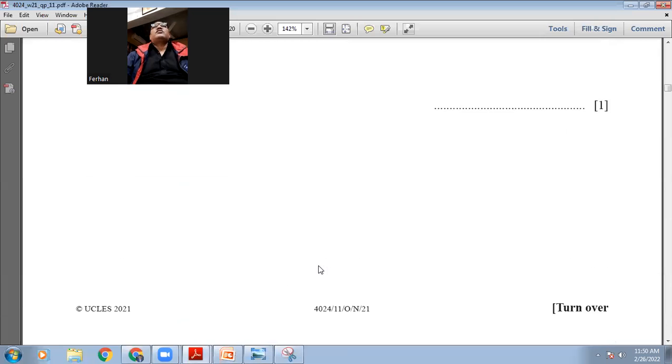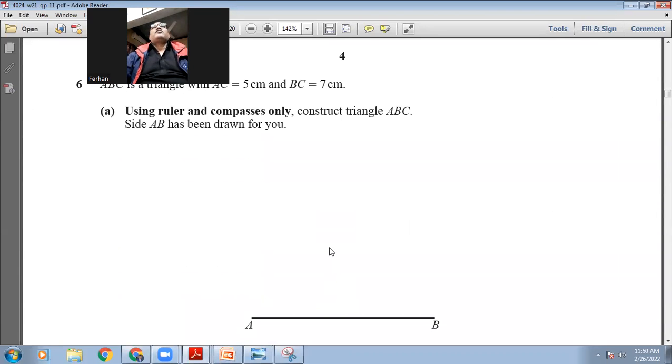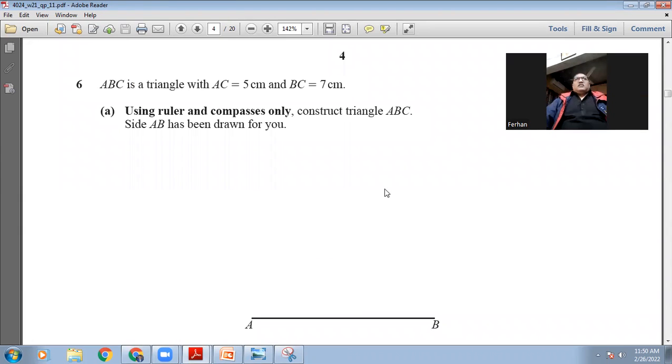Let's go to question number 6. Here we have question number 6 coming up on your screen. He says they say that ABC is a triangle, with AC equals 5 centimeters, BC equals 7 centimeters.